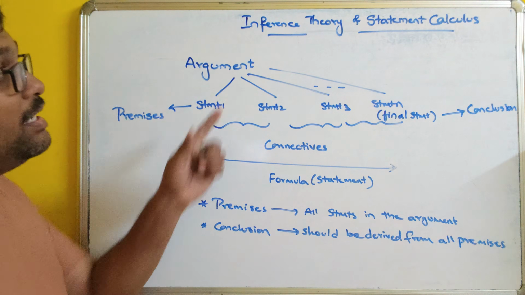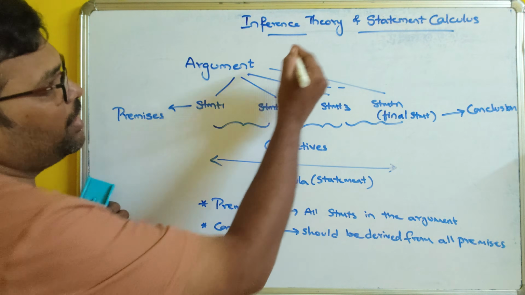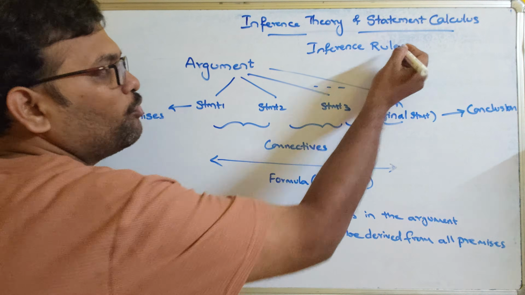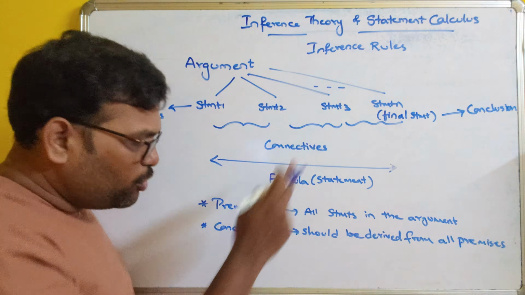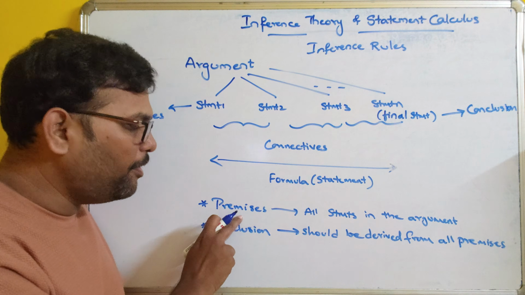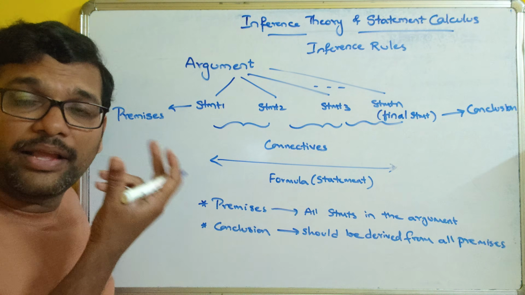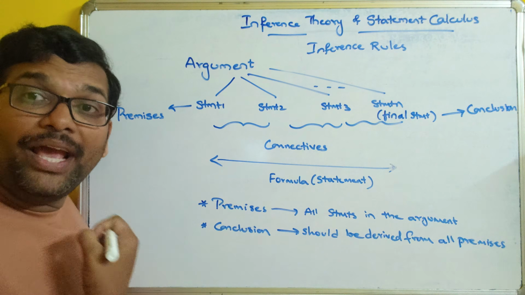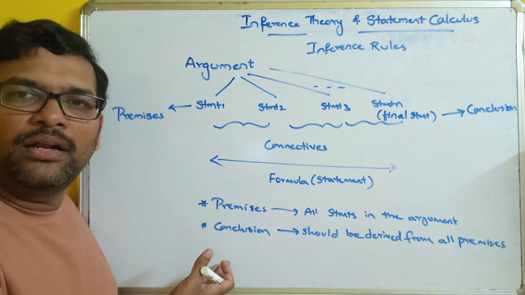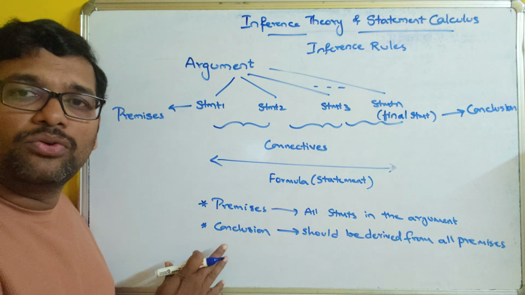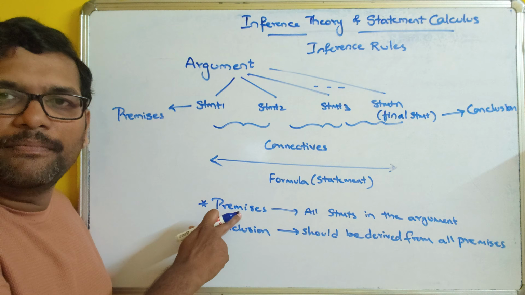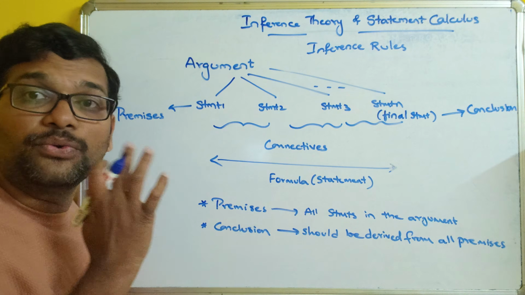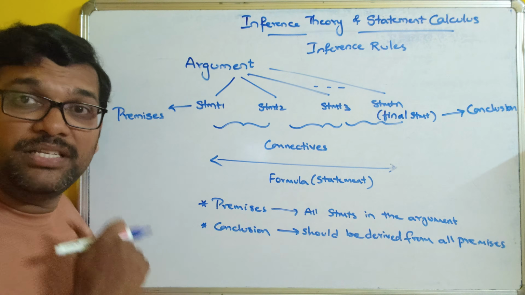Now inference theory, or we can also say inference rules. We use these inference rules to derive the conclusion with the help of the premises. So for a case study or for a problem, we'll have the premises and the conclusion. We are supposed to prove the conclusion, so that means we have to derive the conclusion from the premises given. During this derivation of the conclusion, we are going to use these inference rules. We'll see the examples in our next session.